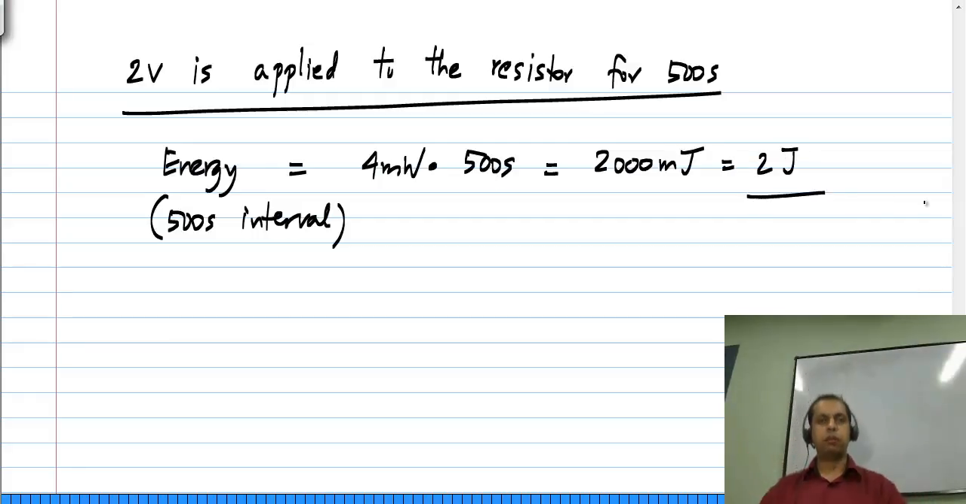Okay. Very simple calculation, but as long as you know the voltage across a resistor or a current through a resistor, you should be able to calculate the power delivered to the resistor or energy delivered to the resistor in some given interval. Okay.